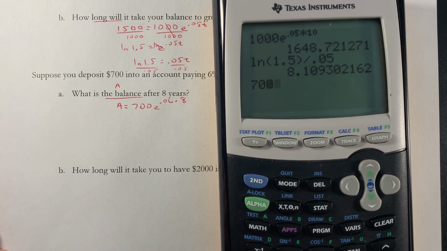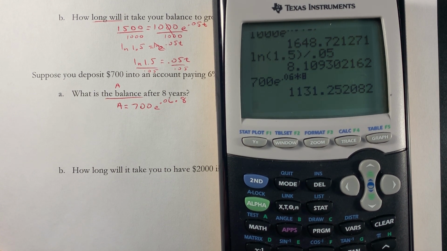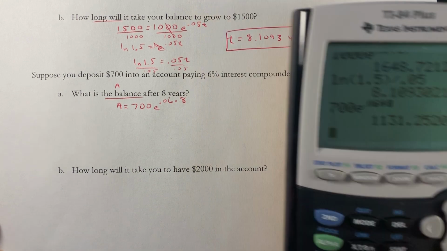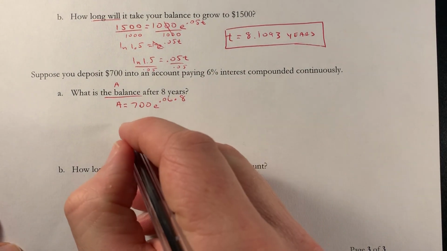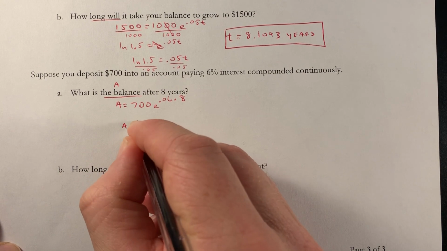Okay, so this is another one we can just type into the calculator. 700 times e to the 0.06 times 8 power. Okay, so that's $1,131.25.